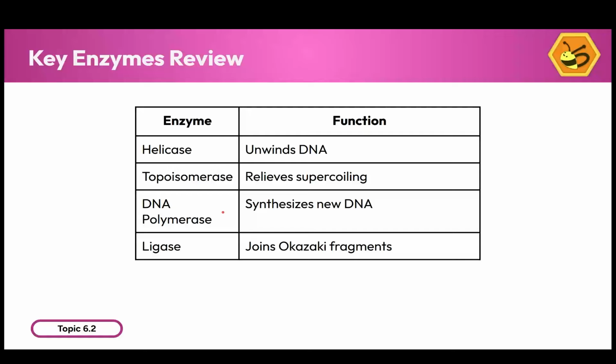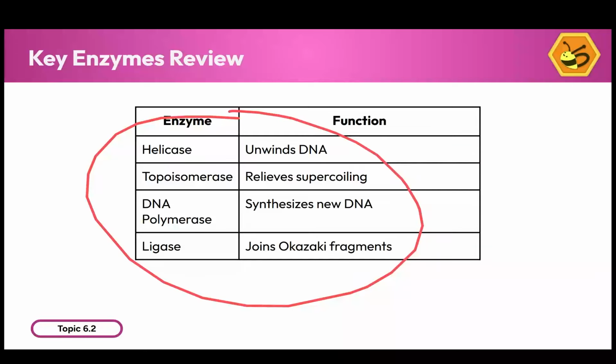Okay, so this is the review. These are the four key enzymes you need to know. These are the four that will be most tested. Helicase unwinds the DNA. Topoisomerase relieves supercoiling. DNA polymerase synthesizes new DNA. And ligase joins the Okazaki fragments. These are the key enzymes you need to know.